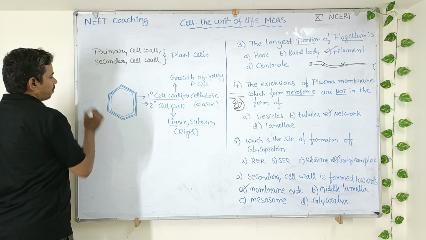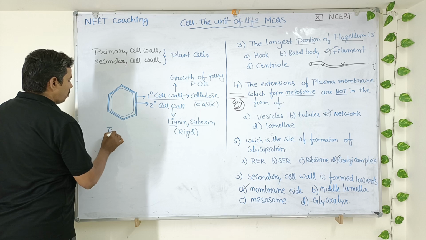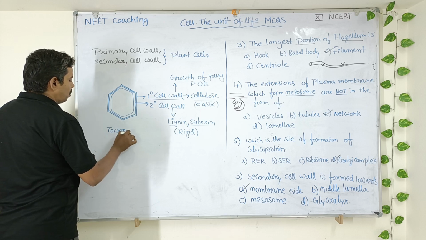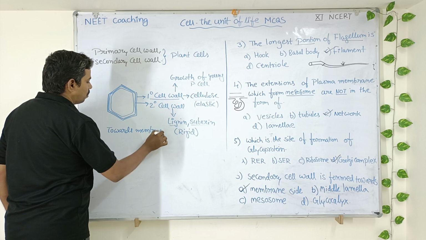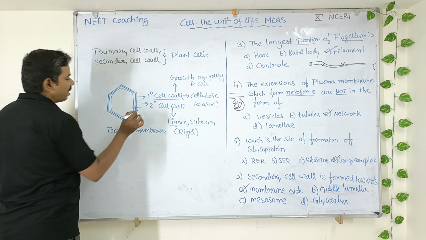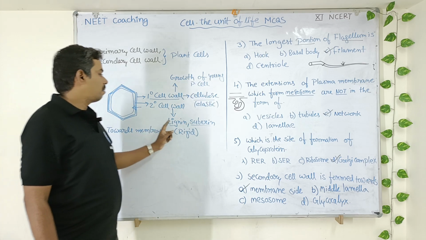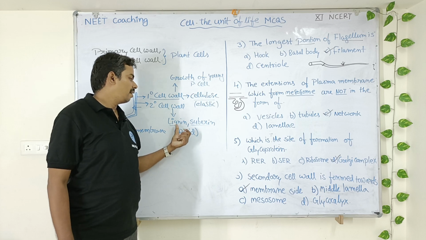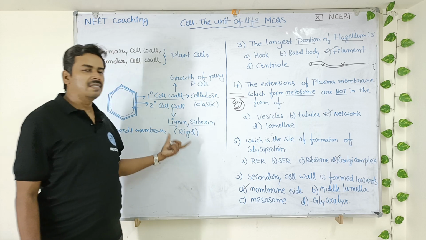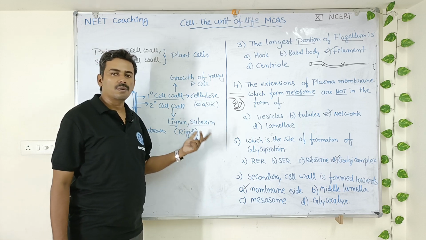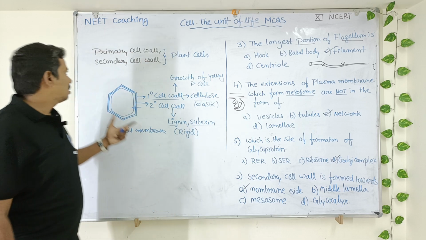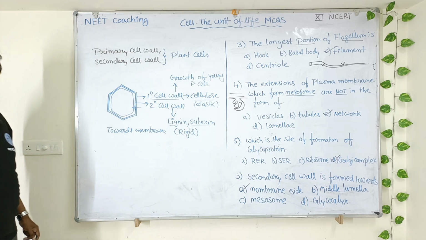So look here, the secondary cell wall is formed towards the membrane, towards the inside. The secondary cell wall is composed of materials like lignin and suberin, and it is always rigid. It does not show any scope for the growth of the plant cell. So this is about primary and secondary cell wall.